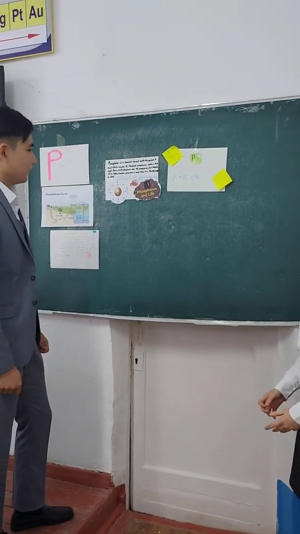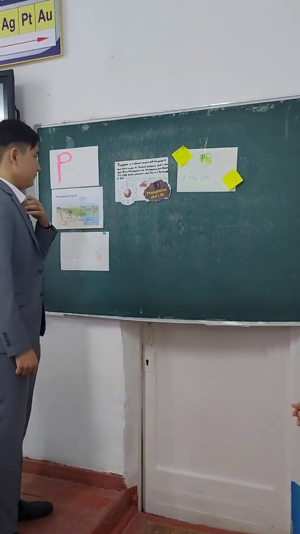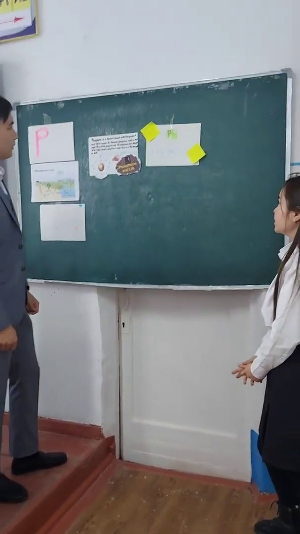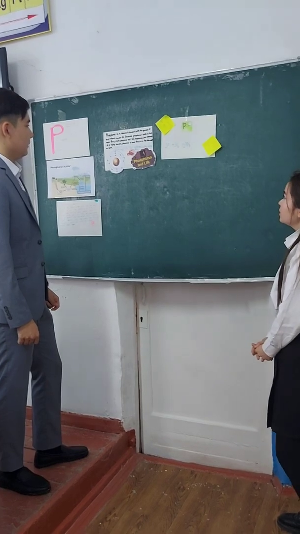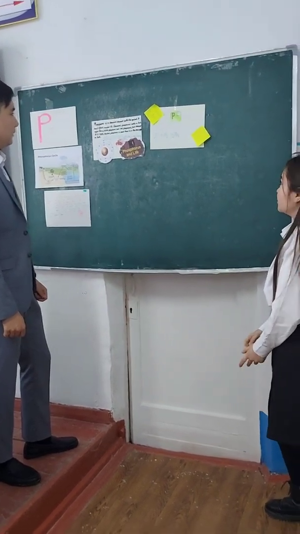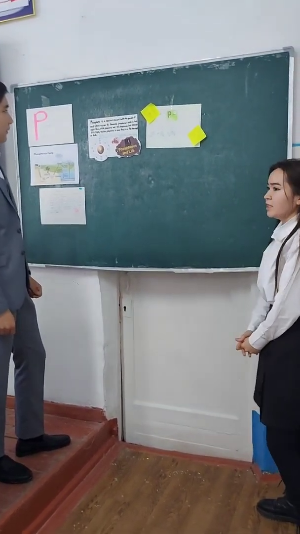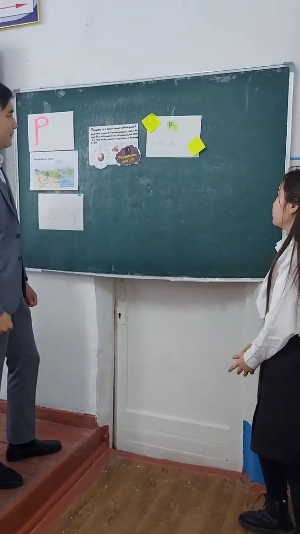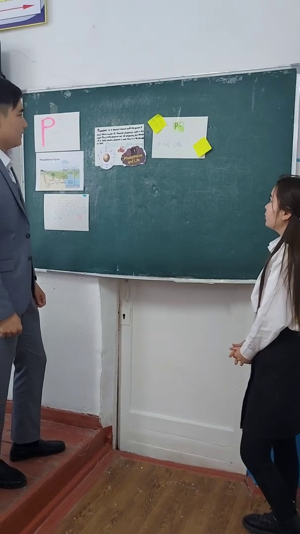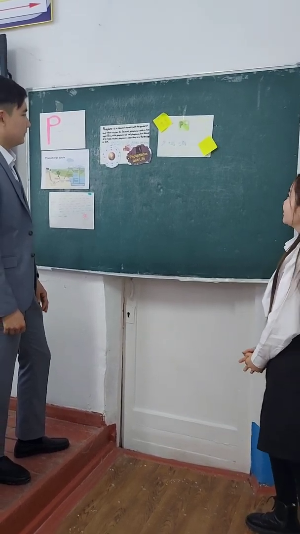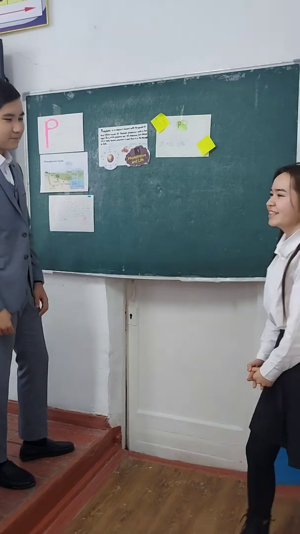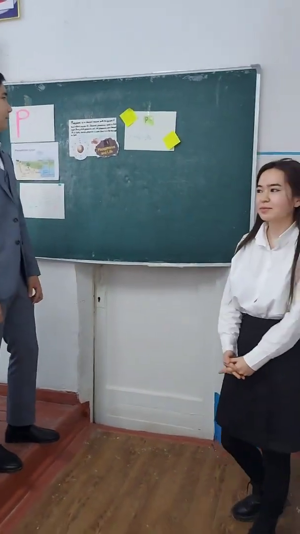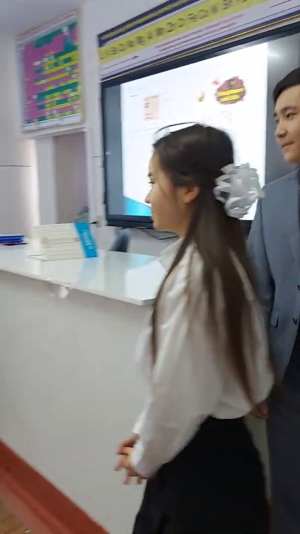Phosphorus interacting with oxygen forms phosphorus oxide, and phosphorus interacting with hydrogen forms phosphine. Phosphine, right? And phosphorus oxide interacting with water forms phosphoric acid. Yes. Okay, great. Do you understand? Do you have any question? No. Okay, thank you. Sit down. And the third group.